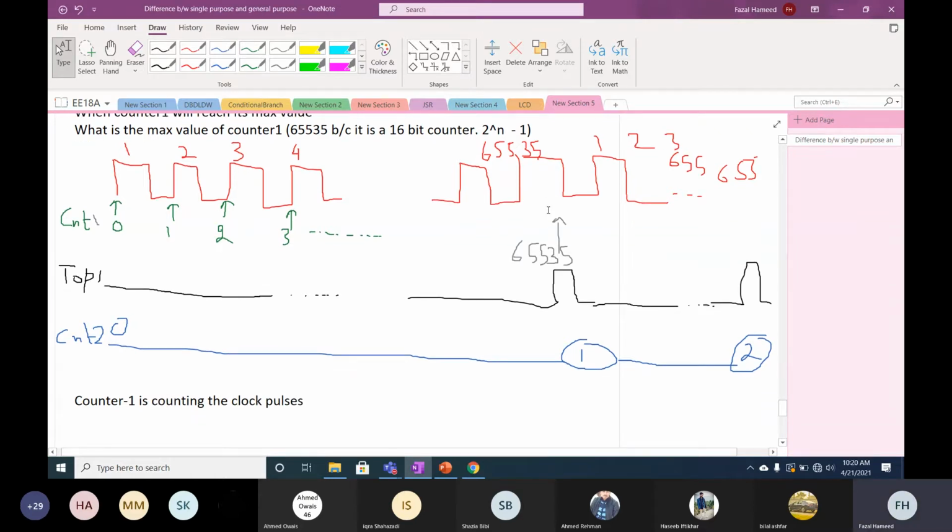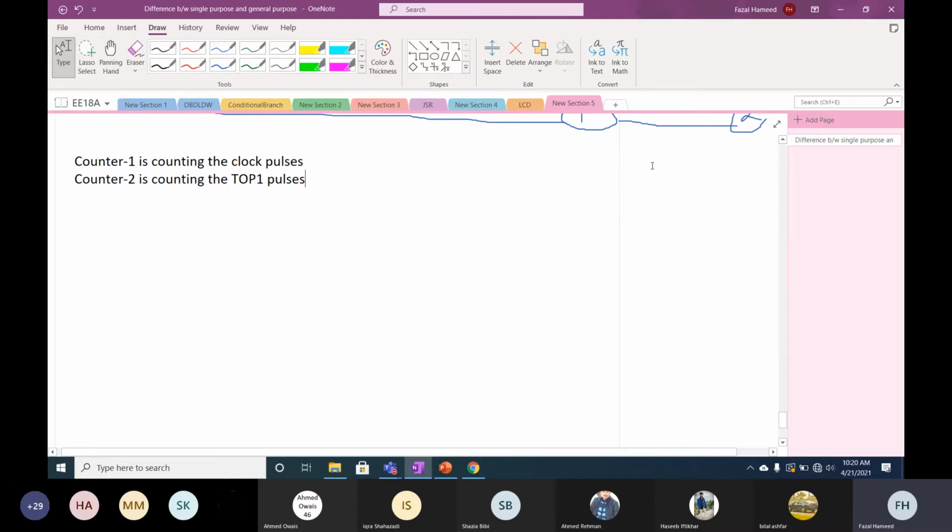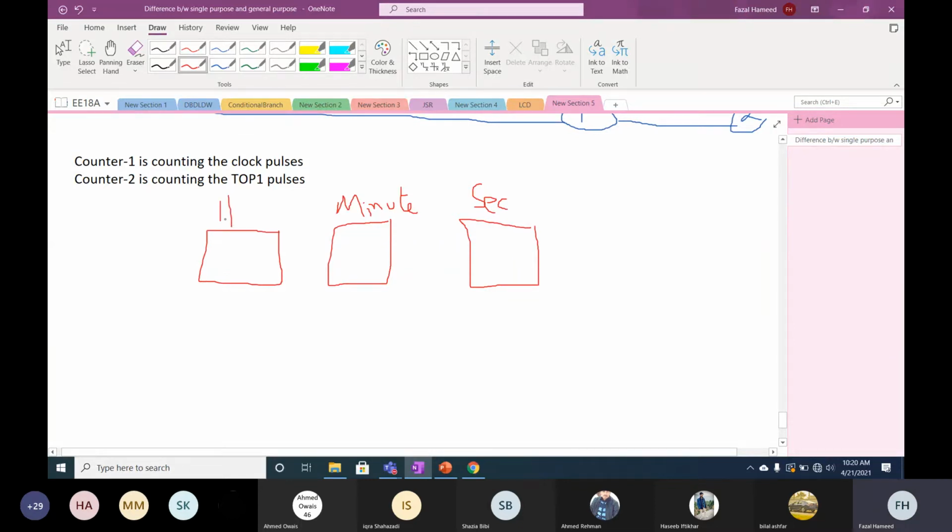What about counter 2? Counter 2 is counting what? Top 1 pulses. Now you can think of it as a clock. In a clock, you have a second, if you remember, and then a minute indicator, and then you have an hour indicator.